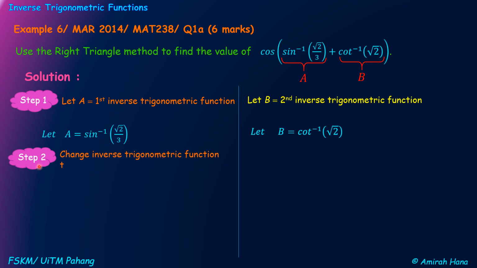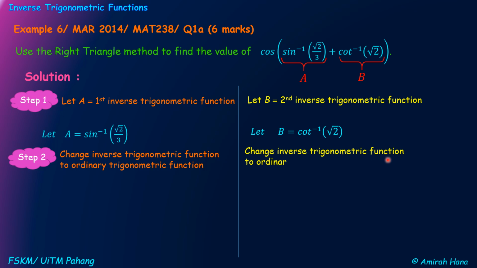After that, we continue with step 2. Change the inverse trigo function to ordinary trigo function. The same goes for B. From here, we move inverse sine to the left-hand side, so we get ordinary sine A equals sec2 over 3. And we move inverse cot to the left-hand side, so we get ordinary cot B equals sec2.